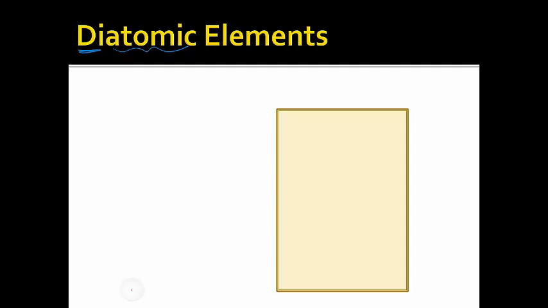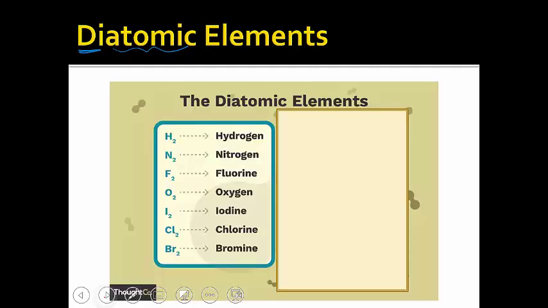And there's a set of them. There's only 7. This is what they are. So we have hydrogen, nitrogen, fluorine, oxygen, iodine, chlorine, and bromine. So whenever you see hydrogen in a chemical reaction, you are going to need to know that you have to write H2 and not just H. If you see oxygen, you're going to need to know that you have to write O2 and not just O. Right? So all of these elements always exist as twos, as diatomic molecules.